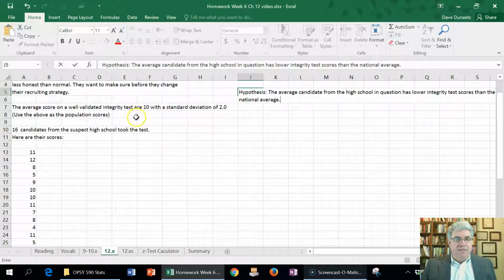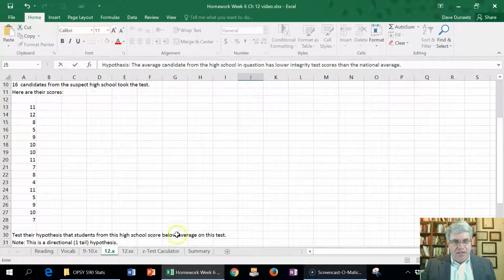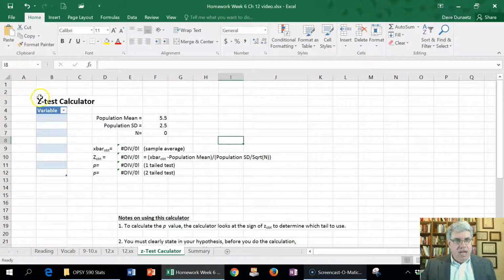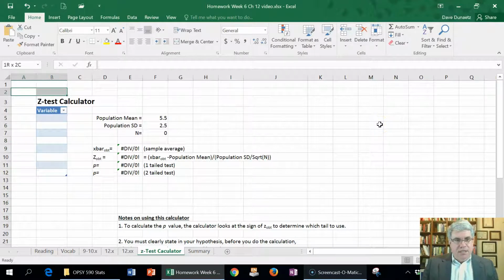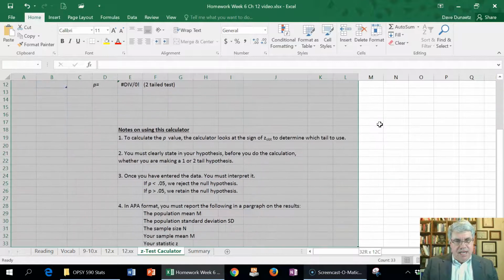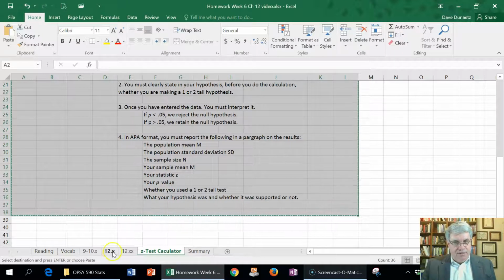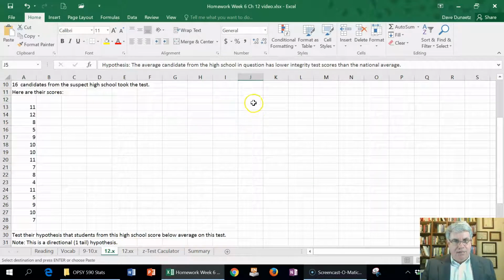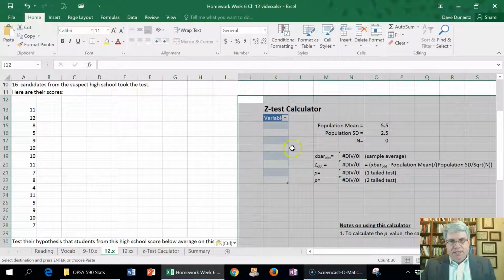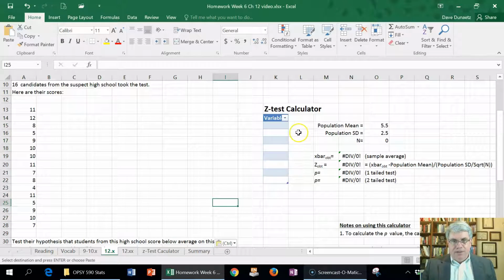Now, since we have the national population scores, the average score is 10 with a standard deviation of 2, we can use a Z-test to see if this sample is different than the national average. I'm going to go over to the Z-test calculator, copy it, and paste it into this problem. Control V, and there we have our Z-test calculator. Let's change the variable name to integrity.